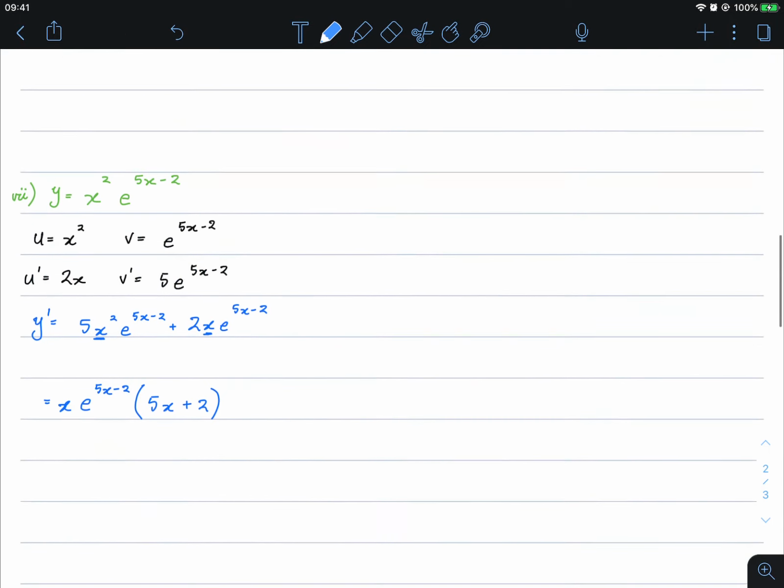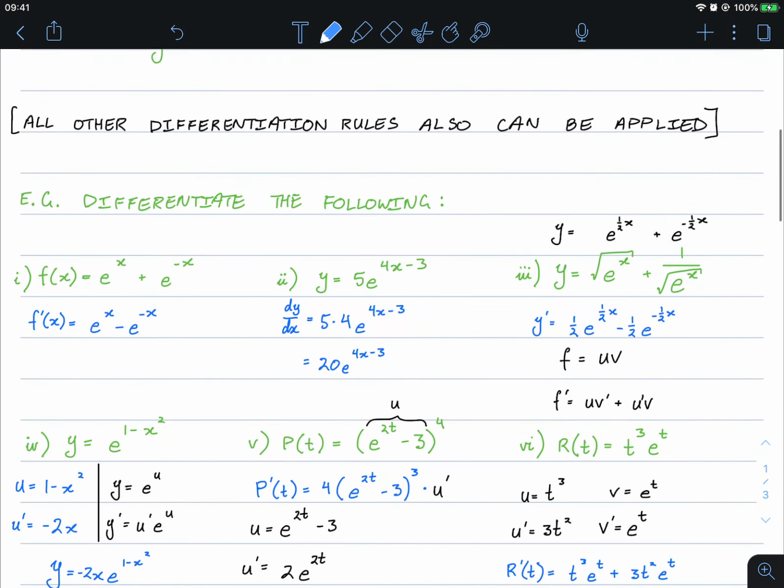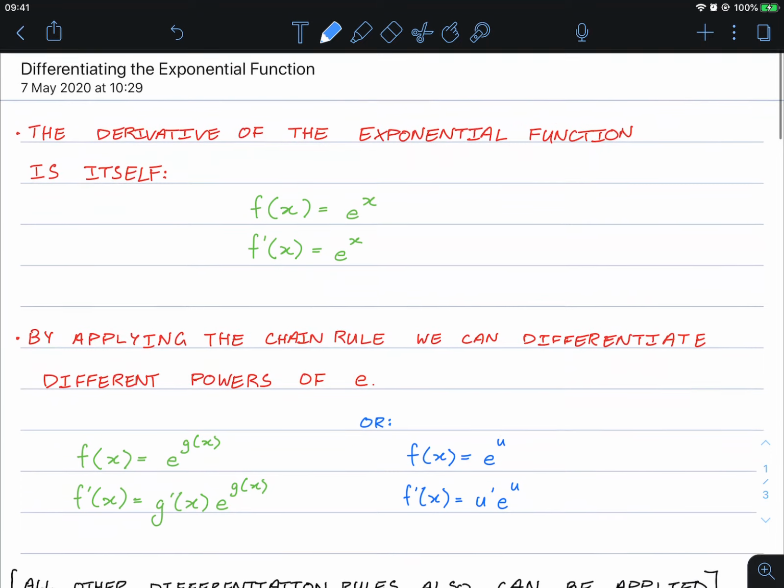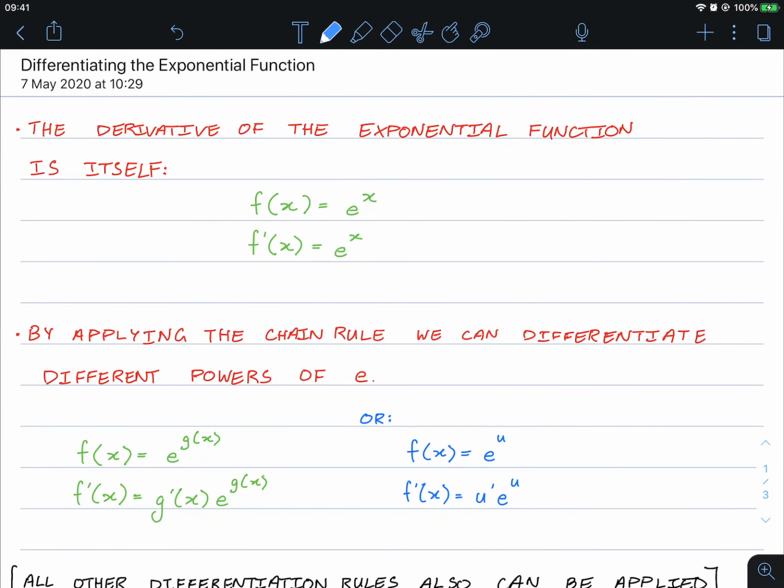Well, I hope that gave you an insight into differentiating different powers of e and the derivative of the exponential function itself.